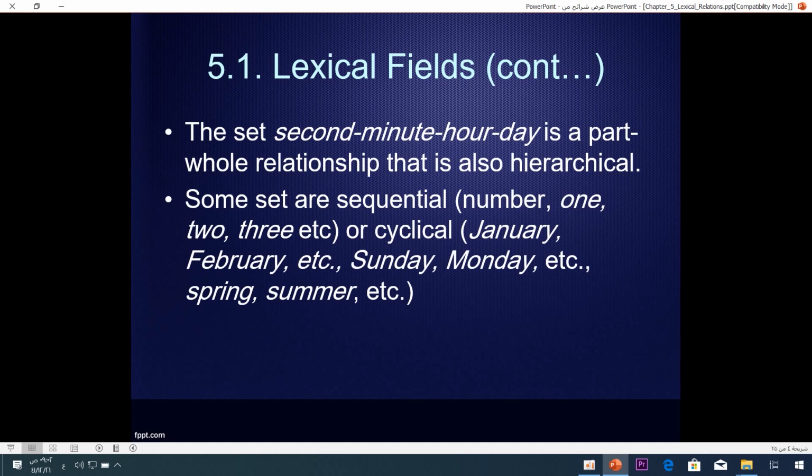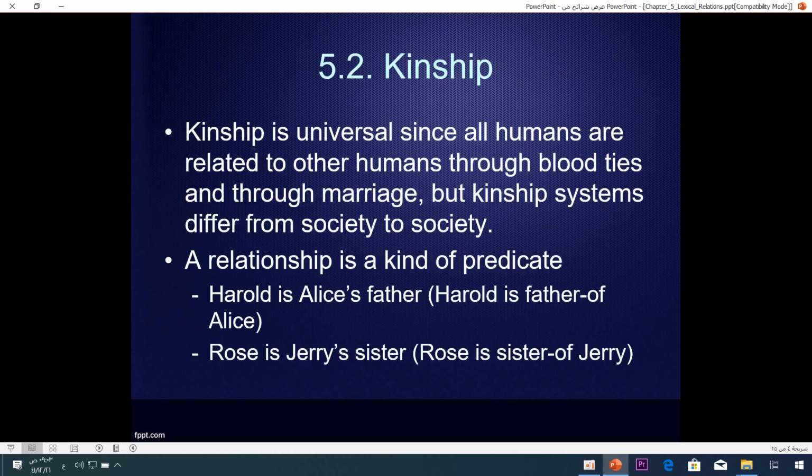So we have two kinds of lexical fields here. We have something called sequential relationship, especially numbers: 1, 2, 3, 4, 5, and then we have cyclical. Cyclical means a month or something comes after the other, January, February, etc. The word cyclical comes from the word cycle, دائرة.